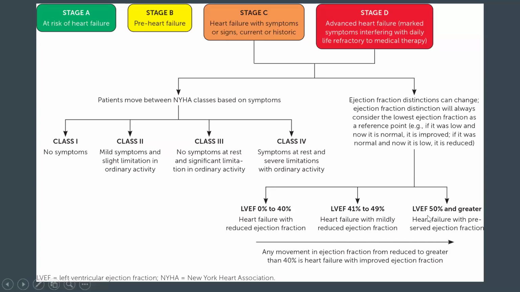Basically, it used to be EF over 50 is preserved, EF under 40 is systolic, but then they were like, what do we do if someone's 41 to 49? And the answer is you treat them the same as systolic. You treat them as reduced, but they're in better shape than someone who's less than 40%.